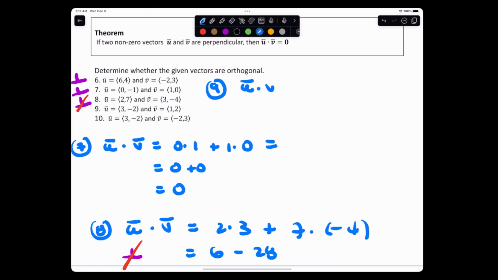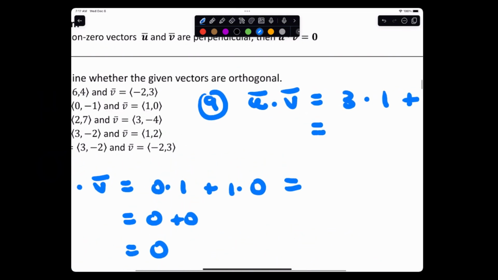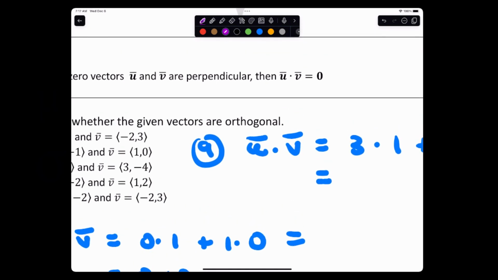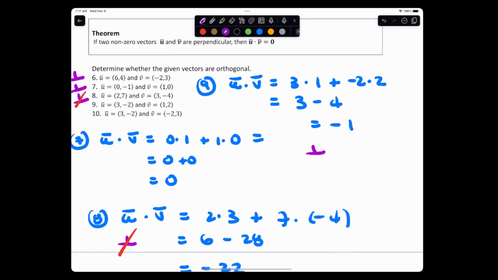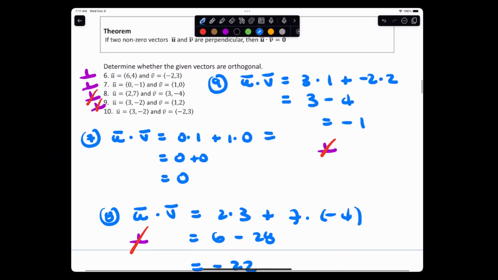So what we were doing before was finding theta. This one's different. We're trying to see if they're orthogonal. And how do we know if they're orthogonal? Perpendicular, right? If the dot product is 0. Three minus 4 is negative 1. What does that mean? These are not orthogonal. Number 10.